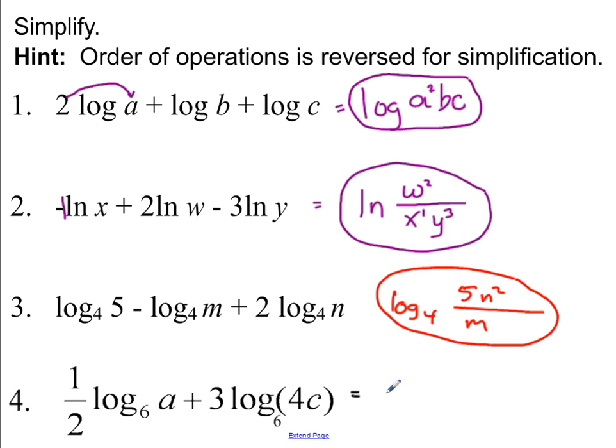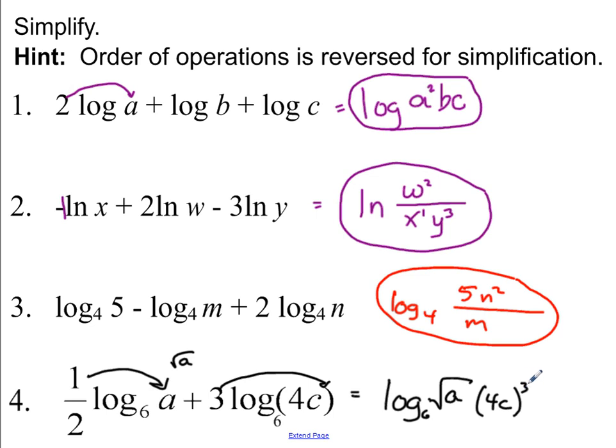This one's pretty complicated. I don't see any negatives, though. Don't have to worry about that. So it's just log. Well, half. Remember, half comes up, but that means square root, right? Square root of a. So I've got log of the square root of a. And by the way, it's base 6. Square root of a. This 3 comes up, and it applies to both of these factors. So it's going to be, in parentheses, 4c cubed.